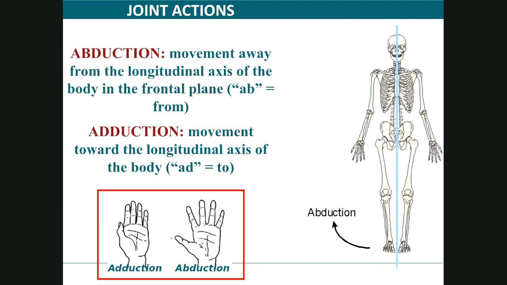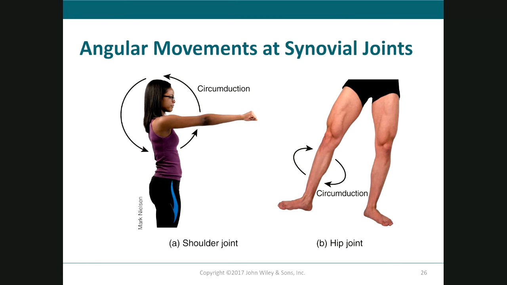So abduction is the movement away from the longitudinal axis of the body. AB is away from. Adduction is movement towards the longitudinal axis of the body. So adduction, coming to the middle, abduction is separating. I remember it as adding to the body, AD, or AB, like an abductor taking something away. Angular movement, circumduction, is just moving these very movable ball and socket joints, like this in the shoulder joint. You could circumduct your hip joint.